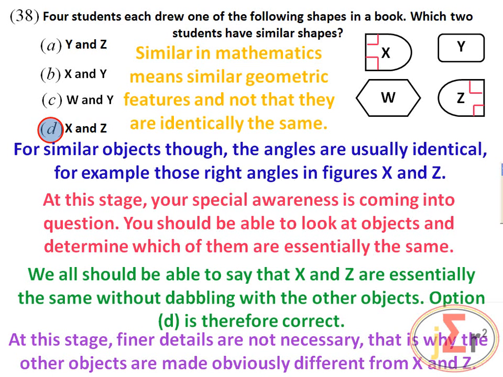So we are taking a look at grade 4 numeracy. At this stage, the finer details are not necessary. And we have among the shapes there, W and Y. They are really very obviously different from X and Z. So we have no difficulty in identifying the shapes that are similar.